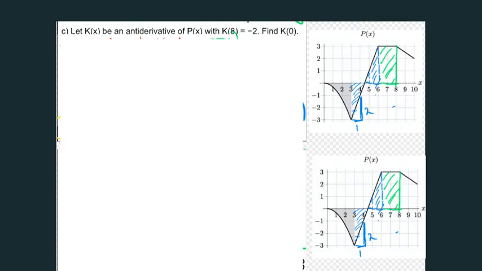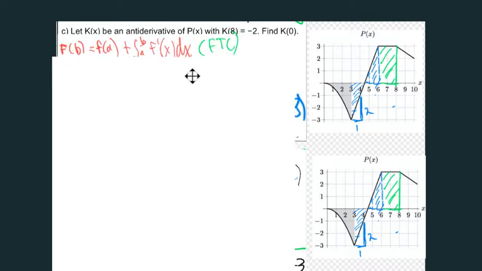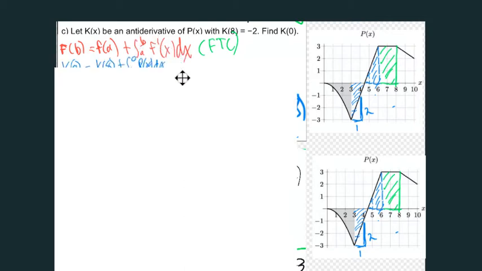So here's another one. Just a statement like this. Let k of x be an antiderivative of p of x, with k of 8 equal to negative 2. If you look at this, antiderivative with an ordered pair. As soon as I see antiderivative and an ordered pair, probably the fundamental theorem of calculus: f at b equals f at a plus the integral from a to b of f prime of x dx.